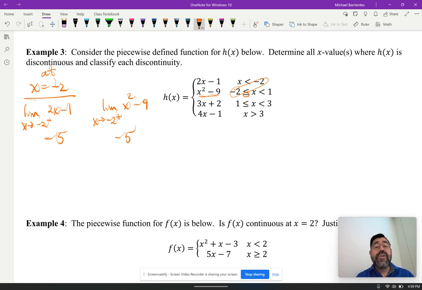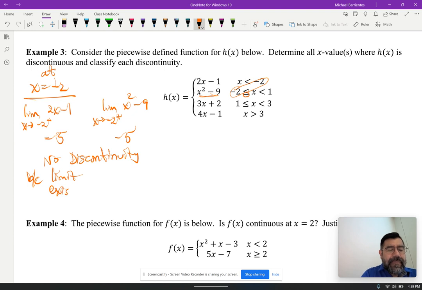So there is no discontinuity there. Why? I'm going to say there's no discontinuity because the limit exists and it equals the function value. The limit exists, the function value exists, the actual y value when x equals -2, there is a y value, and they're the same.